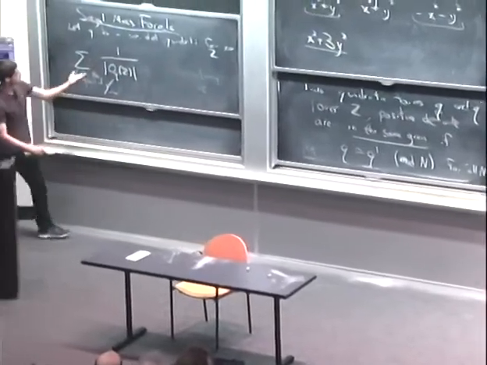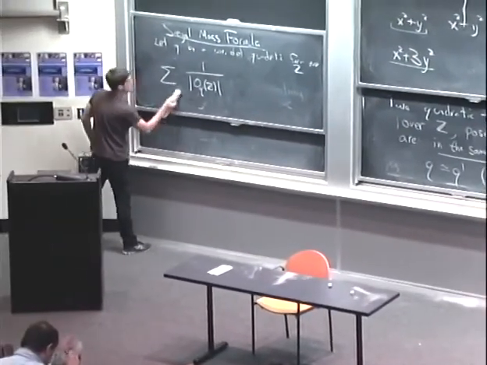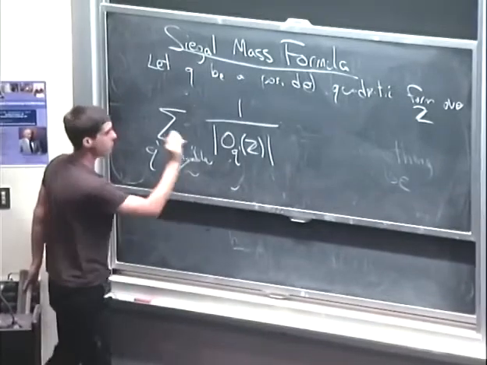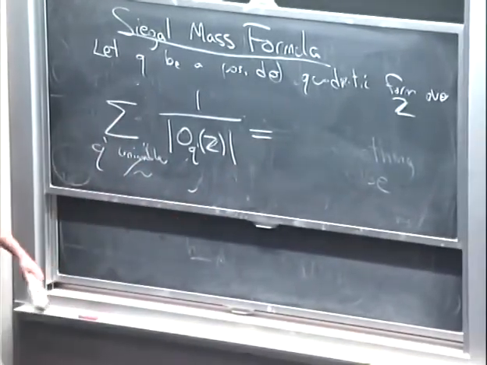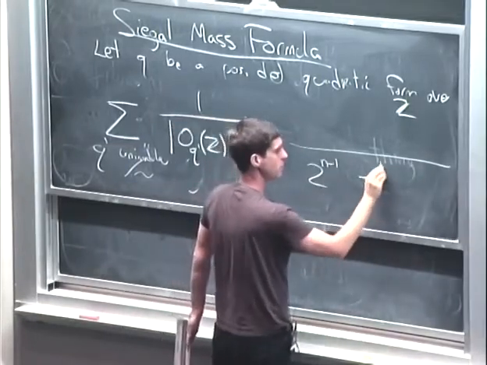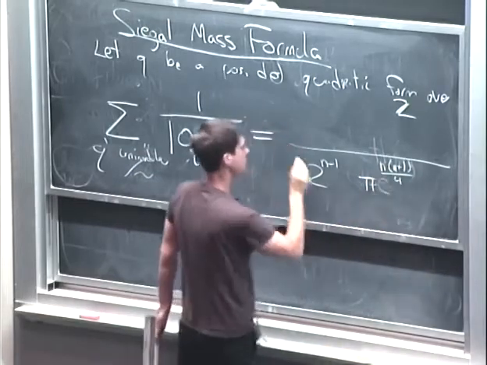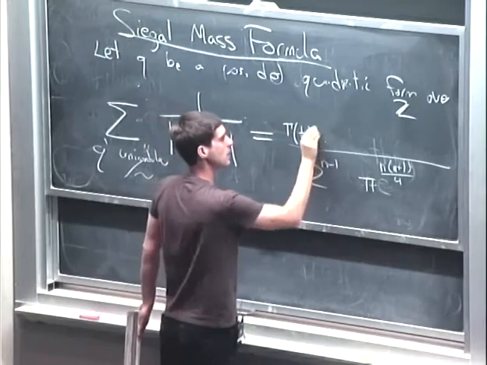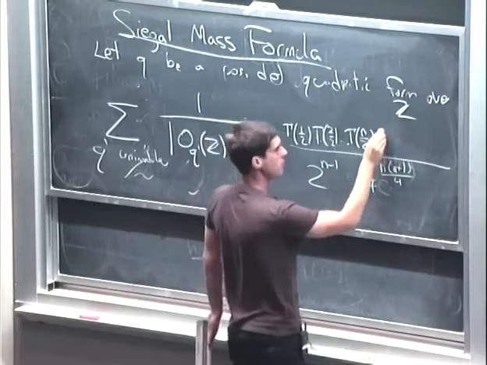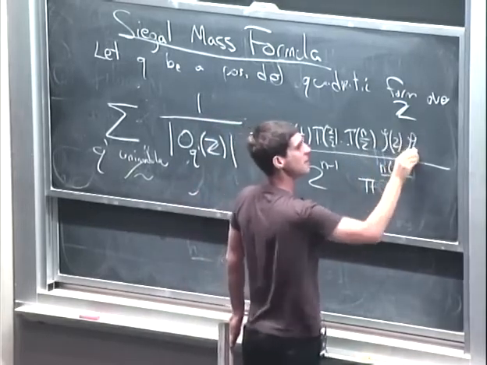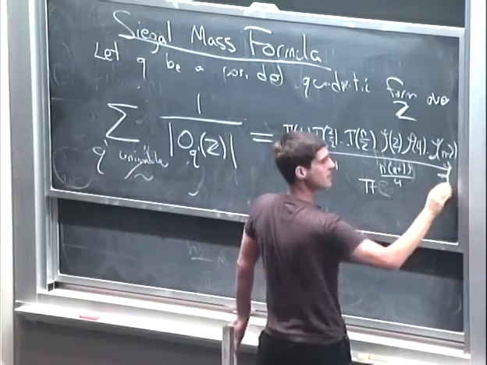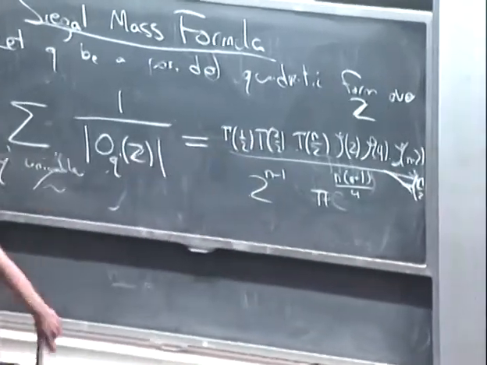So let me tell you what this says in the case of unimodular quadratic forms. Let's take the sum over all Q prime unimodular, up to equivalence. And now the right-hand side, well, it's got some power of 2, and it's got some factors of pi, and it's got some special values of the gamma function. And it's got some special values of the Riemann zeta function. And I'm missing one. You get the idea.